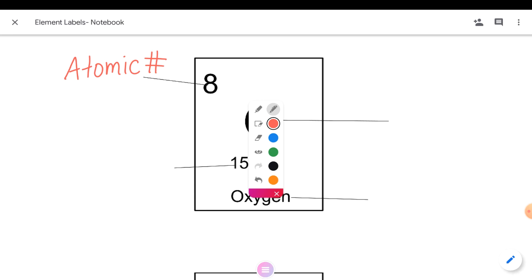But it also tells us something about that element. It tells us how many protons are in an atom of that element. So draw a line under that and put tells the number of protons. It tells the number of protons.